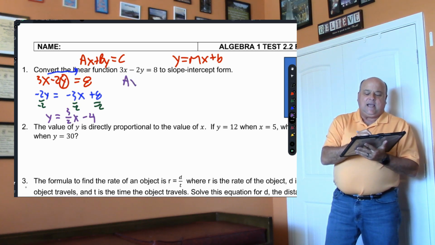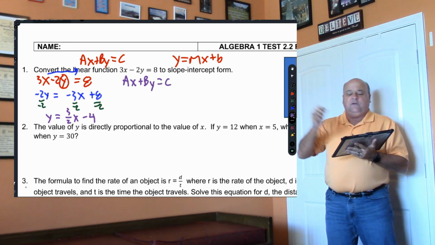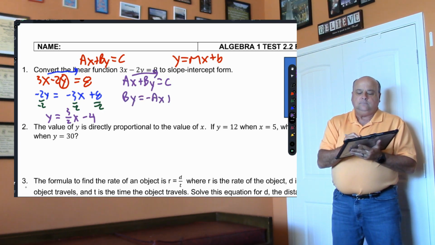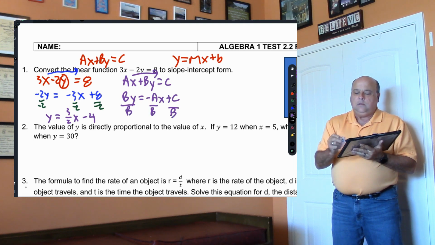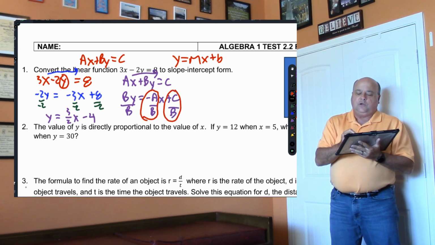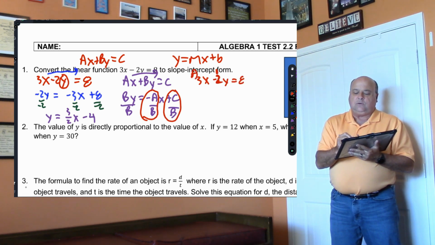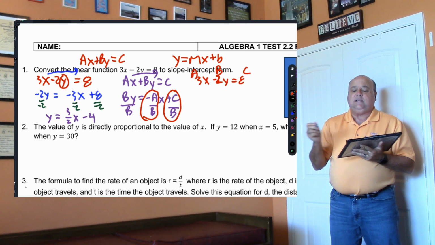If I take ax plus by equals c and solve it for y, I'm going to move the ax to the right, and then I'll divide by the b. This right here is the slope. This right here is the y-intercept. So y'all watch what I have here. 3x minus 2y equals 8. My a is 3, my b is negative 2, and my c is 8.